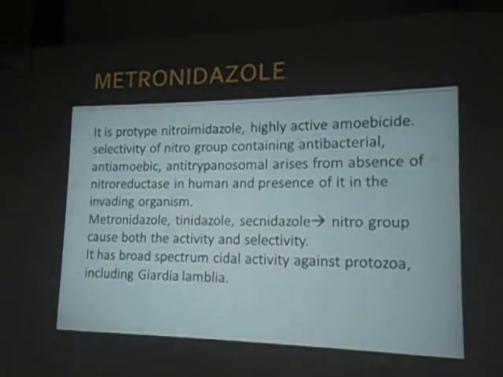It is a highly active amoebicide, with selectivity due to this nitro group, and it has antibacterial action. Once this drug enters the anaerobic or susceptible organisms, this nitro group will be reduced. This reduced nitro group is toxic to these organisms. But in humans this nitroreductase enzyme is absent, so that provides the selectivity. By this action it can be anti-amoebic and anti-trypanosomal. It can act on protozoa and Giardia.